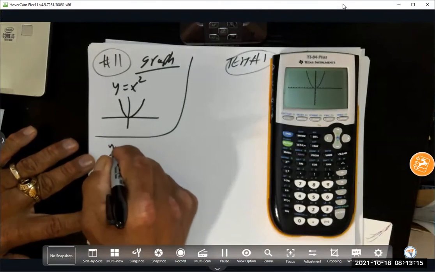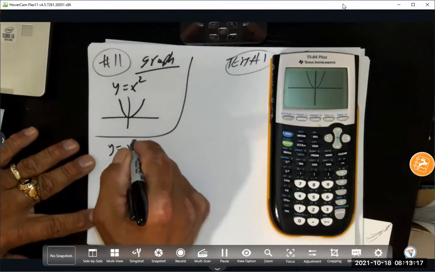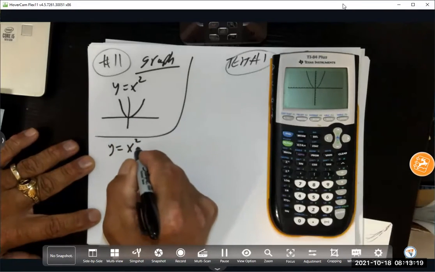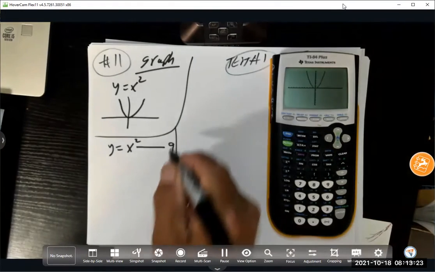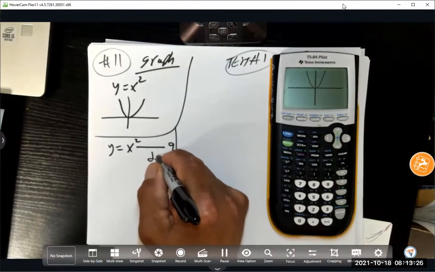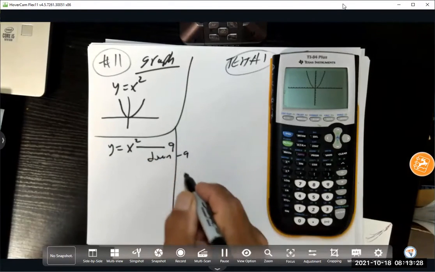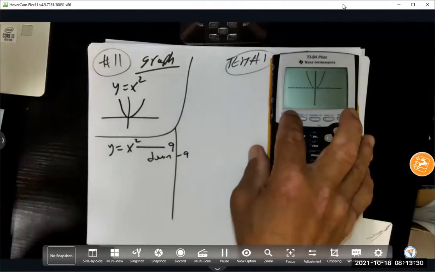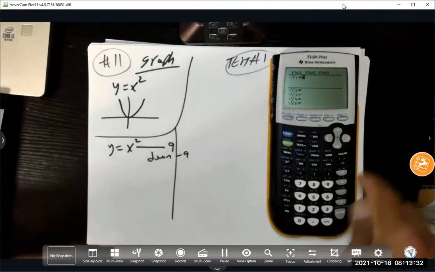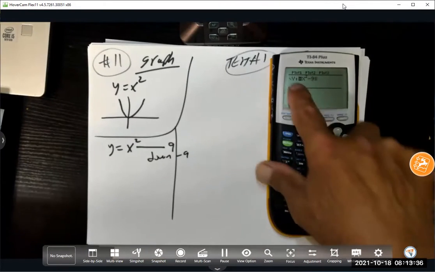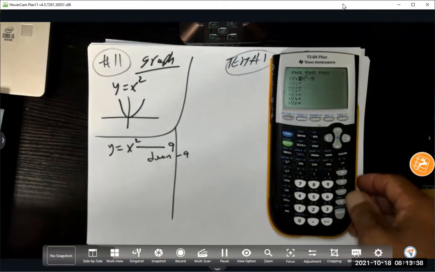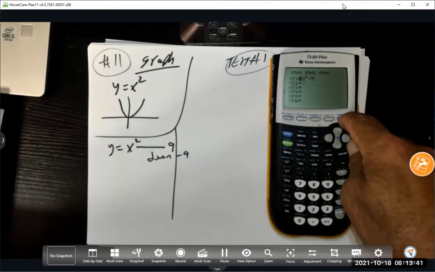So now, if I had the same graph, y equals x squared, or f of x is that, and I put minus 9, it's going to push the graph down 9. So let's just do that now. Y, hit clear, put x squared minus 9 right there, and then hit enter. Then you're going to hit graph. Ready? Boom.